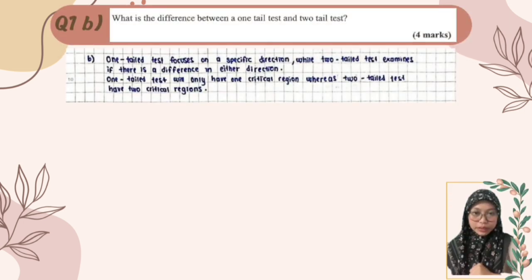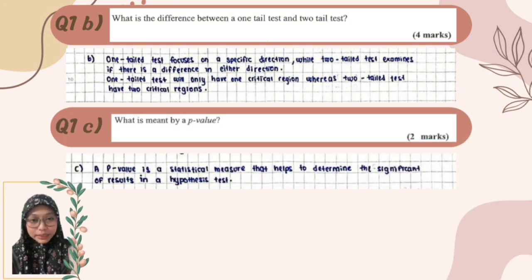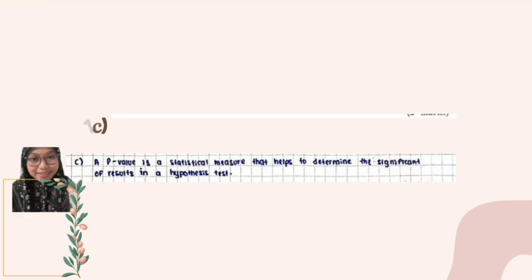Next, question 1B, what is the difference between a one-tailed test and a two-tailed test? A one-tailed test focuses on a specific direction, while a two-tailed test examines if there is a difference in either direction. A one-tailed test will only have one critical region and a two-tailed test has two critical regions. Next, question 1C, what is meant by a p-value? A p-value is a statistical measure that helps to determine the significance of results in a hypothesis test.